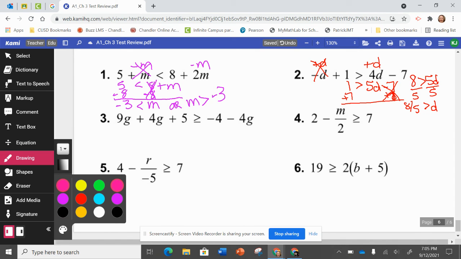Number 3, I can add these two together. Remember, we're not moving it over our equal sign or our inequality, so we don't do anything opposite. We're just saying, okay, I have 9 g's here and 4 g's sitting right next to them. So how many total if I group them all together? And that would be 13 g's.